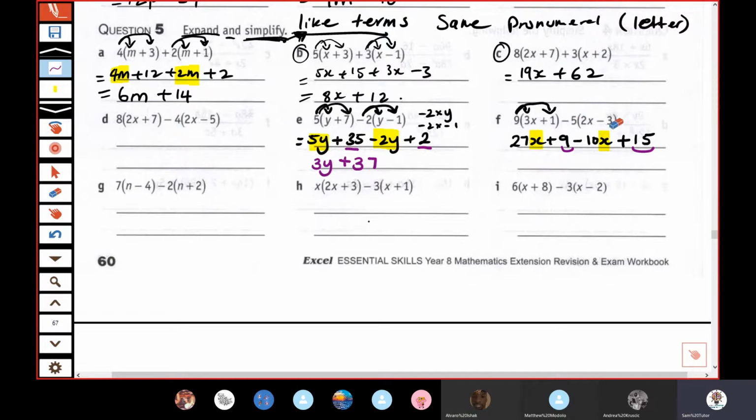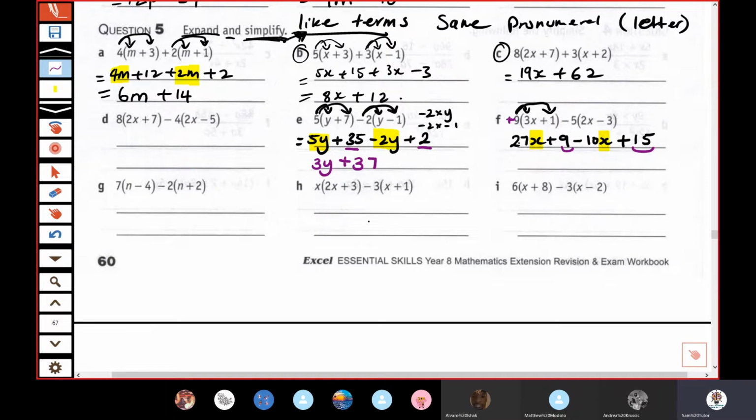If you see something in front of it, like this one, there's a negative, then that would be a negative number. In front of the 9, it's a positive technically, so that's positive 9. So positive 9 times positive 3. Positive 9 times positive 1. Negative 5 times positive 2. Negative 5 times negative 3. All right. Any other questions?